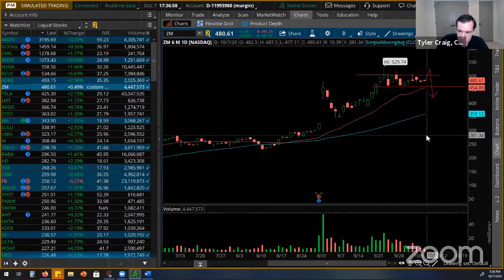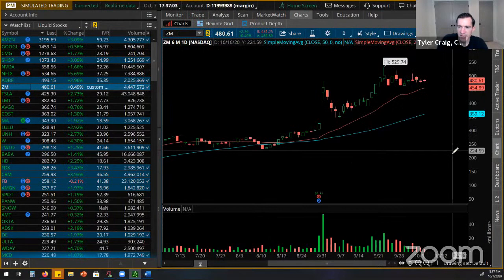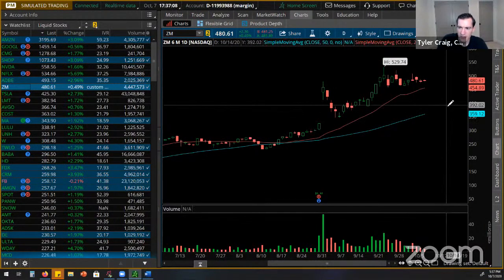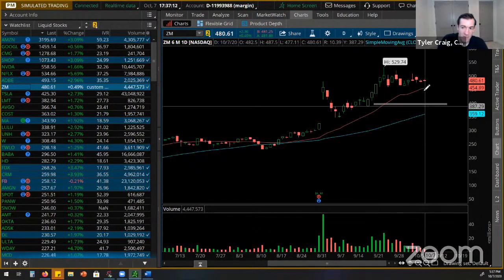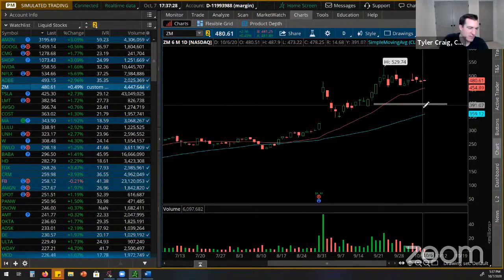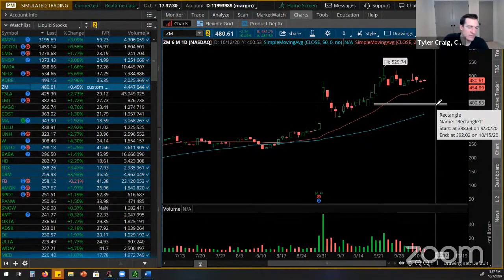For example, if for Zoom, the way I tried to capitalize on this breakout is I sold a 400/390 bull put spread. Maybe I don't put my stop below the prior day's low. Maybe that's too tight of a stop for a bull put spread. That could be an okay stop for a swing trade, but not for a bull put. So because of the strategy I selected, I'm opting for a looser stop loss. Maybe my stop is $400 for that bull put.